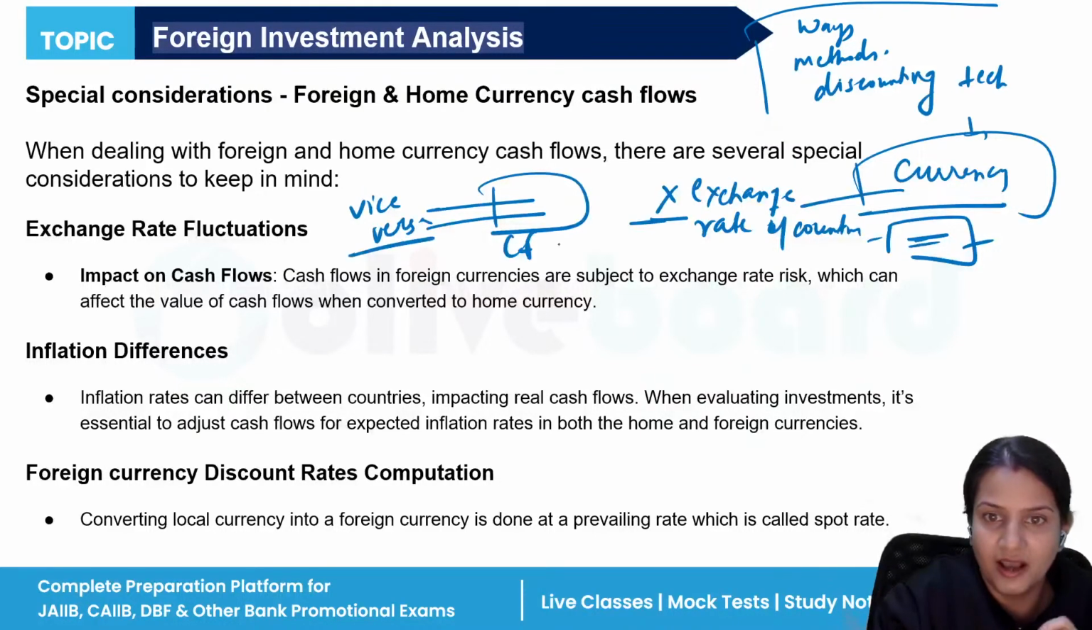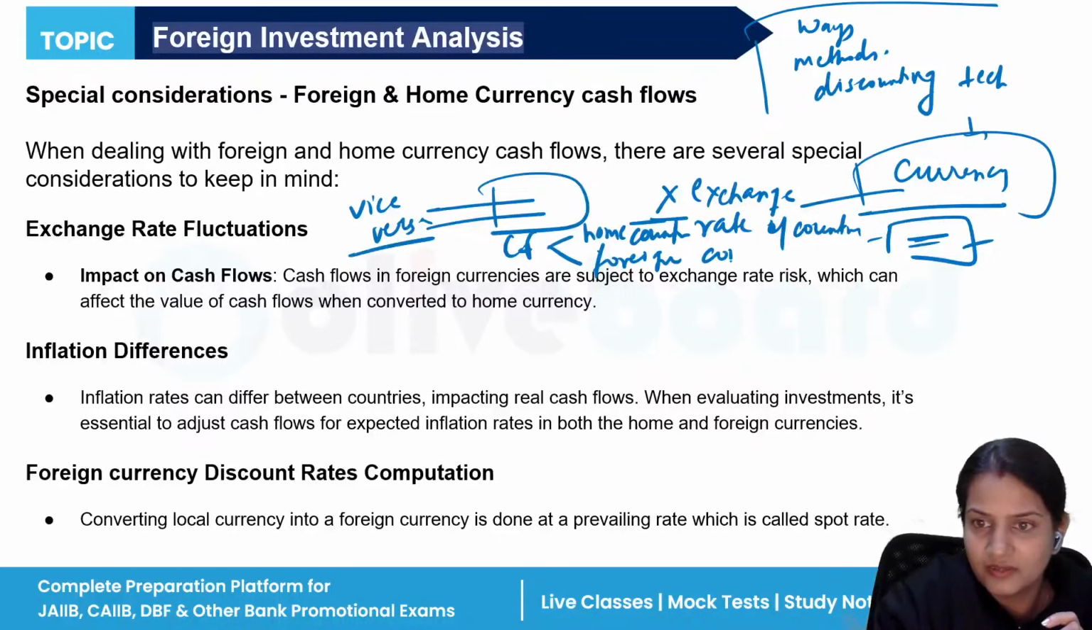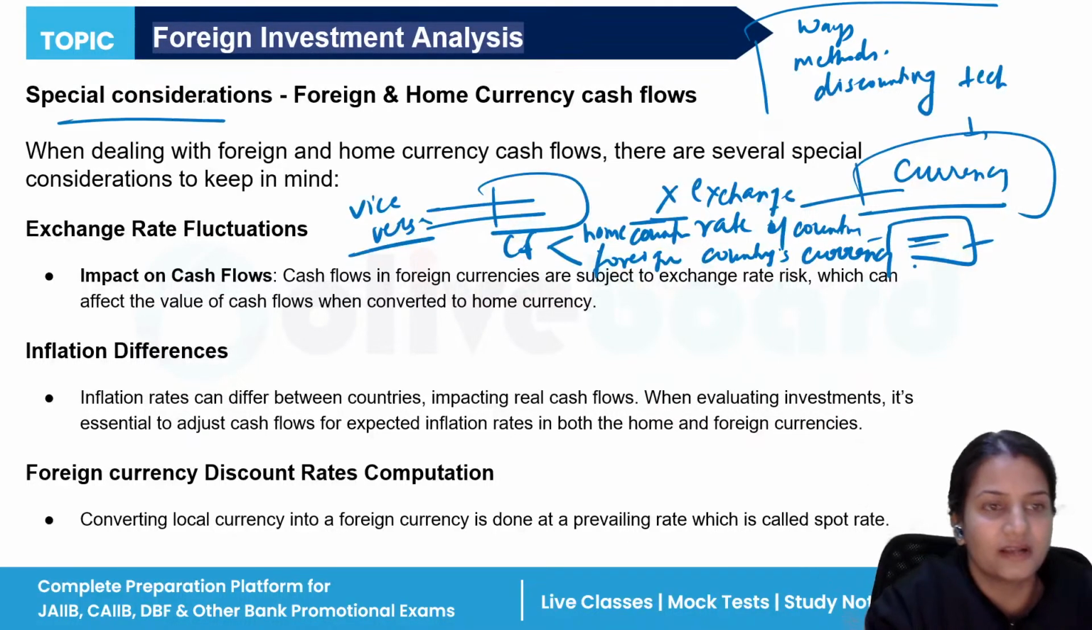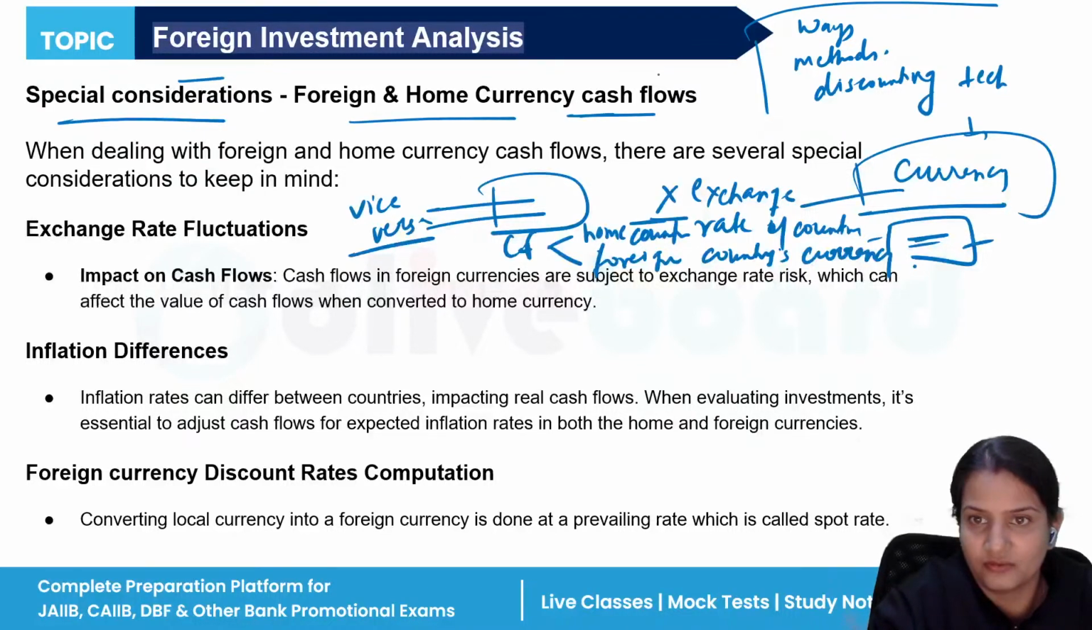So cash flows will either be converted into the home country's currency, or they would be converted into the foreign country's currency. So what are the considerations that we have to keep in mind? Foreign and home currency cash flows. Cash flows either will be given in foreign currency or in home currency. So what you have to do is change all the cash flows accordingly.